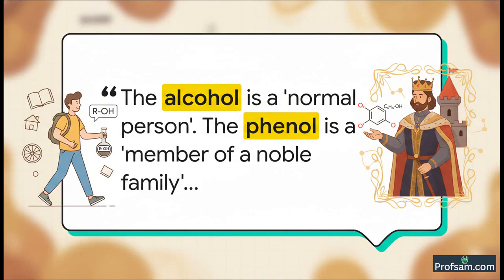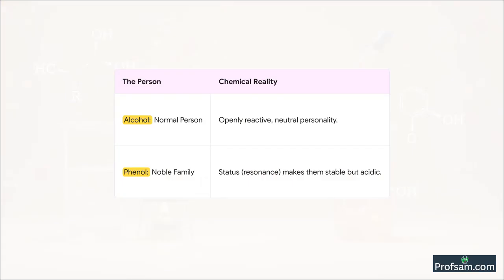Think of the alcohol molecule as just a normal person, living an ordinary life. But the phenol, the phenol is different. The phenol is like a member of a noble royal family. Let's break this down. Our alcohol, the normal person attached to a simple carbon, has a neutral personality. It's openly reactive. But our phenol is part of this noble family, which is, of course, the aromatic ring.